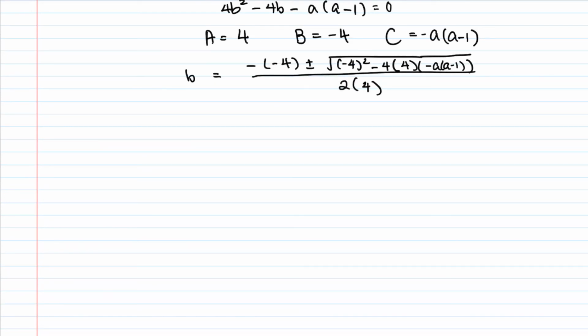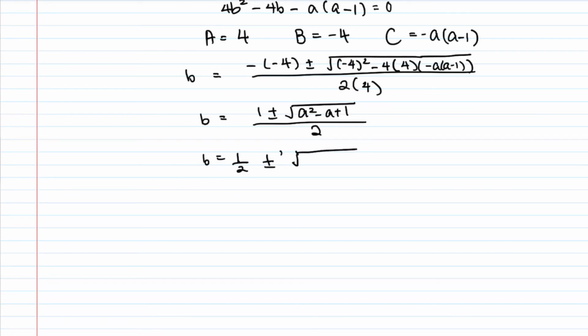From here you will find that b equals 1 plus minus root of a squared minus a plus 1, over 2. From here you can very simply simplify it. Take out the 2, you get b equals 1 over 2 plus minus half of root a squared minus a plus 1.